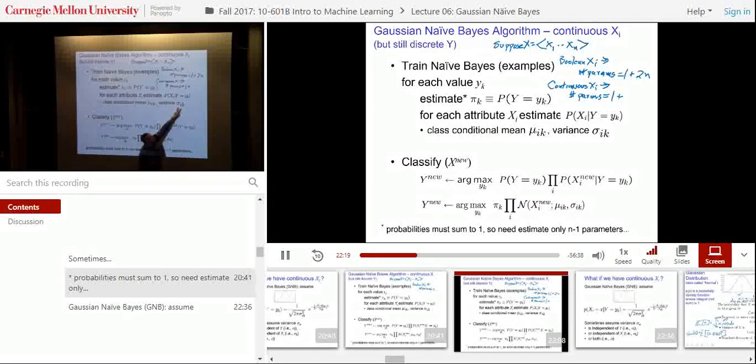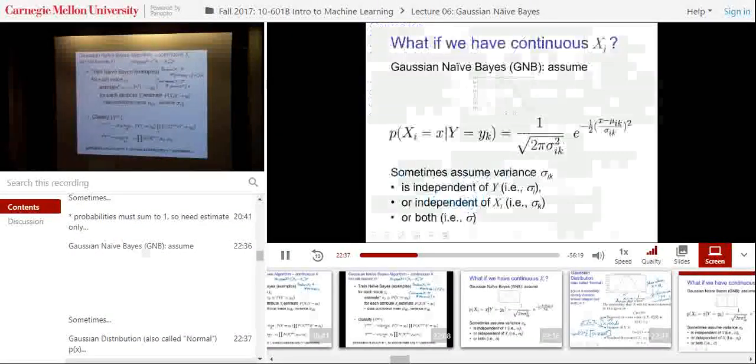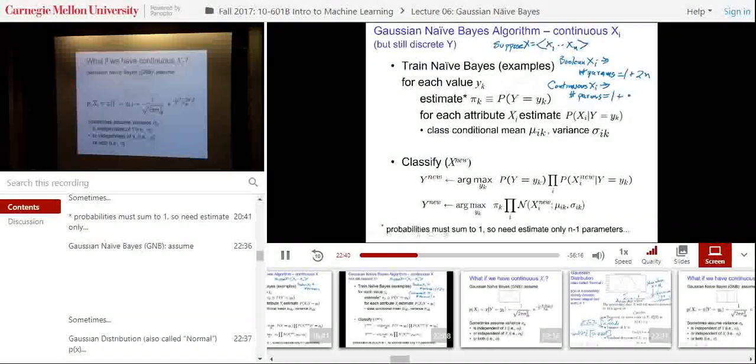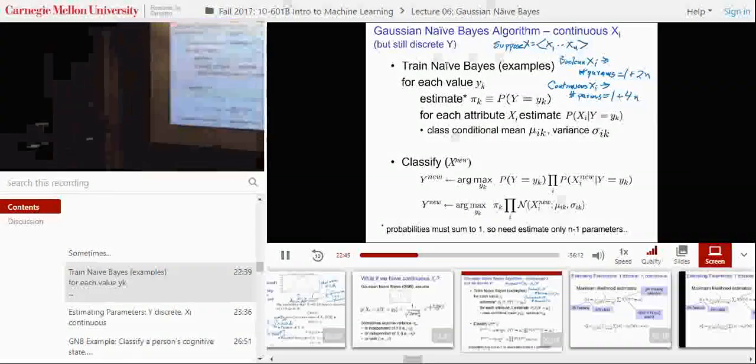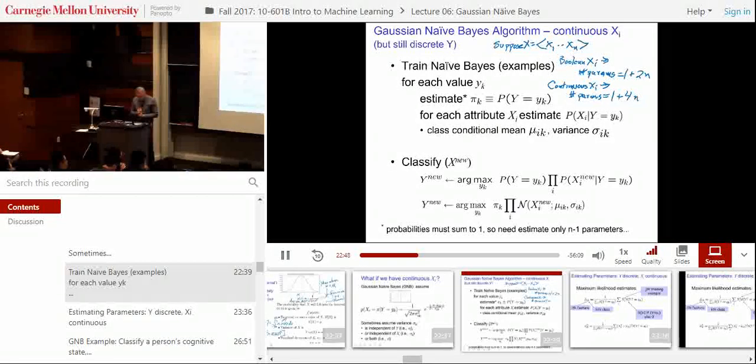And then I need also the variance, the sigma, for each of my x sub i's. So for each x sub i I need 2 means, one for y equals 0, one for y equals 1, and I need 2 variances. So I need 4 for each. Jeez. 4. Okay, so there are more parameters, as one of you already pointed out.